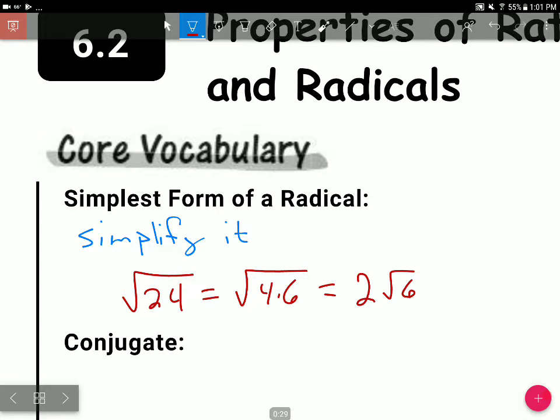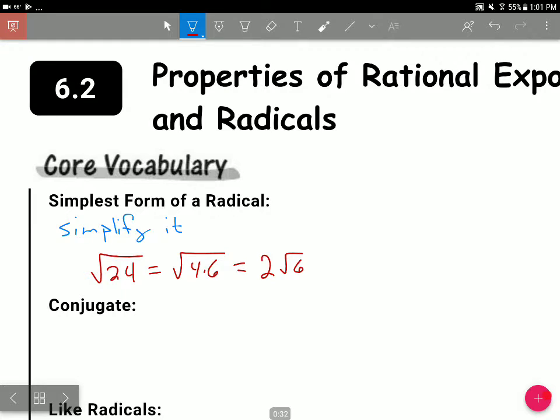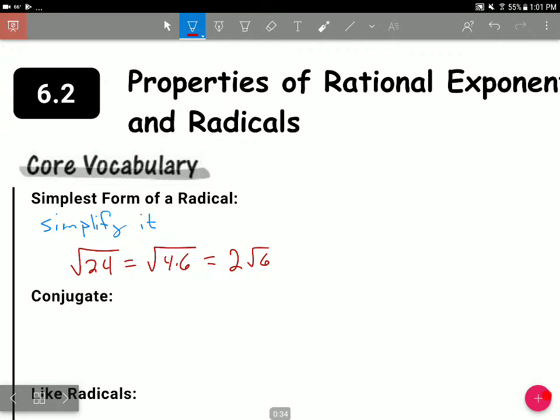But we're going to do it now with 4th roots and 5th roots and 6th roots and 7th roots and 8th roots and others. So for example, if I had the 4th root of 48. Well, 48 just so happens to be 16 times 3. And the 4th root of 16 is 2. So it's 2 on the 4th root of 3. That's what we mean by the simplest form of a radical. I'm not saying the process is simple. That's just what they're looking for.